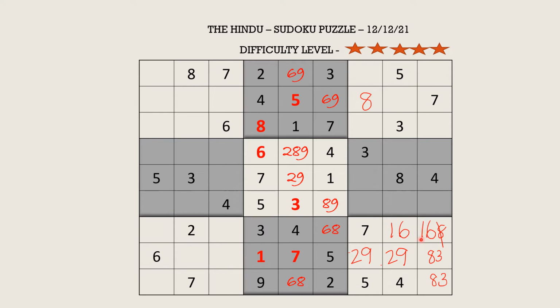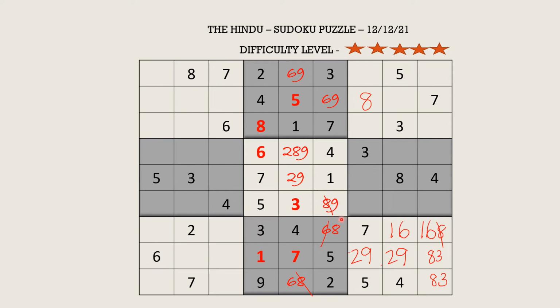So now when there is a complementary pair 1, 6, 1, 6, that eliminates the 6 from here. So this 6 gets cancelled out. So because of this, this becomes a 6. This 8 gets cancelled out and this becomes a 6. And here this 8 cancels out this 8. So this becomes a 9.